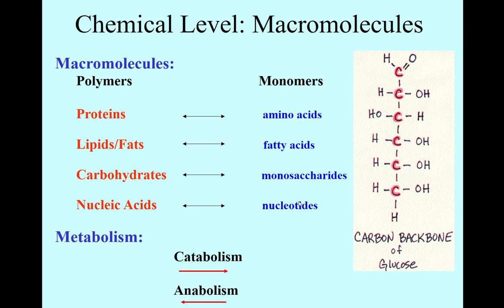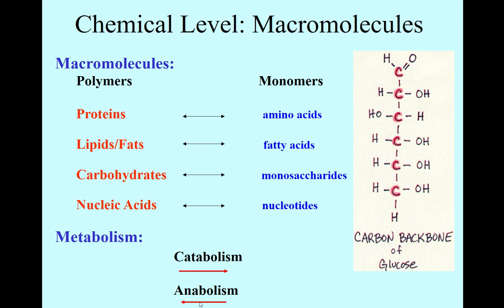It has the part where it breaks stuff down. That is called catabolism. We break down polymers. That's why the arrow's going this way. Breaking down of polymers into monomers is called catabolism. But the other half of metabolism is anabolism. That's when we turn monomers into polymers.